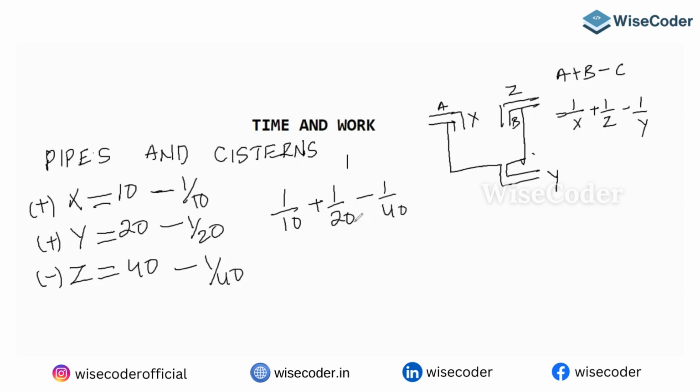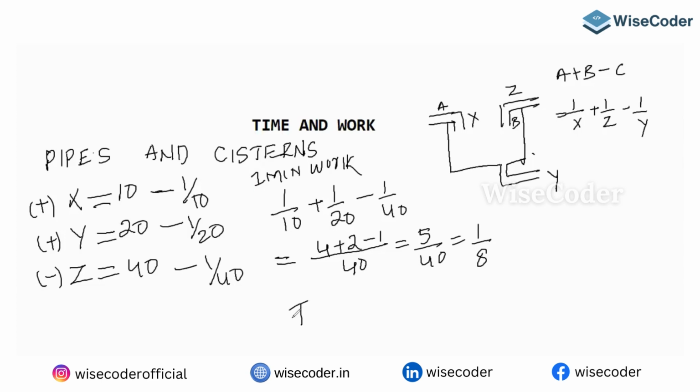So if you calculate this, what is the LCM, guys? 40. 10 how many times? 4 times. 20 how many times? 2 times. 40 how many times? Obviously 1 time. So that will give you 5 by 40, which means 1 by 8. So this is the total 1 minute work. If you want the full work, that is nothing but the reciprocal. So the full work is going to be completed in how many minutes? 8 minutes.